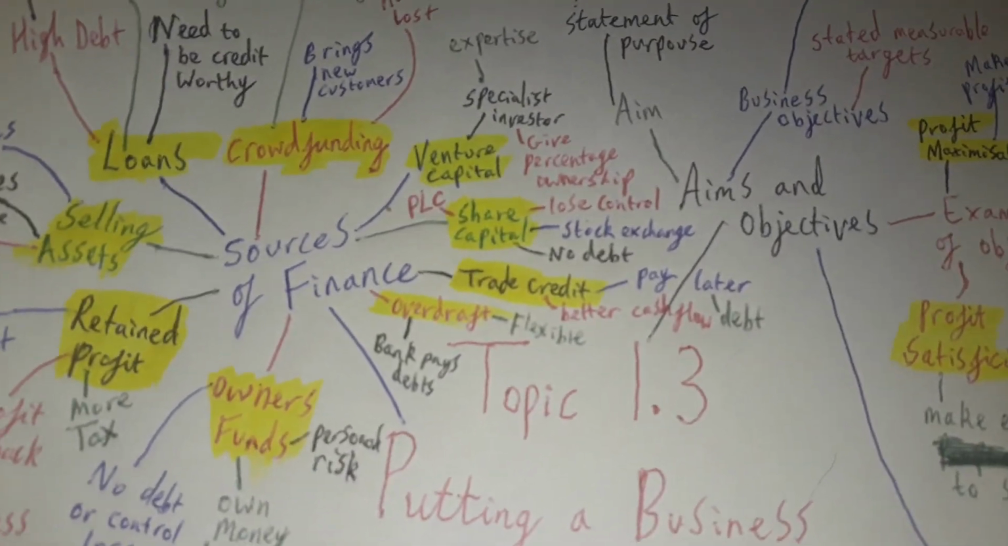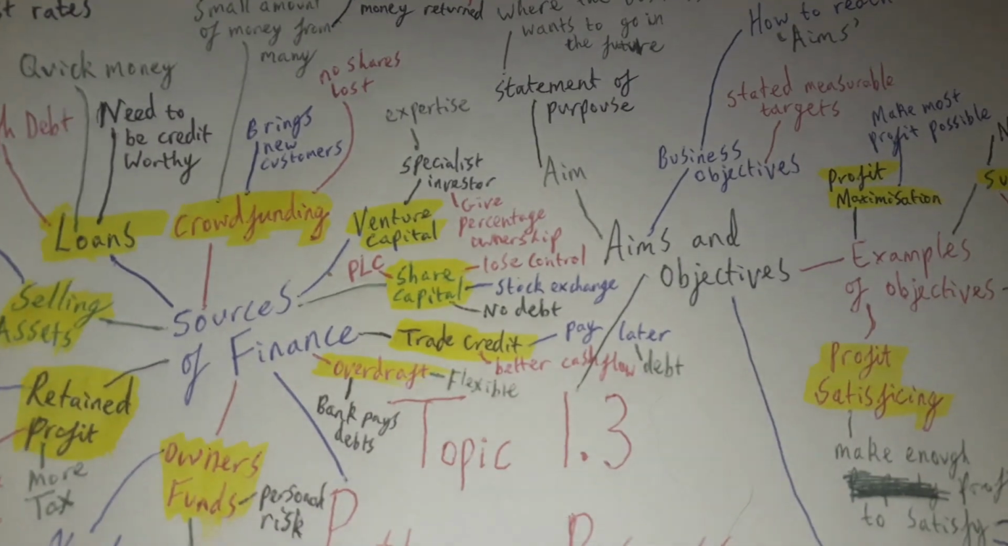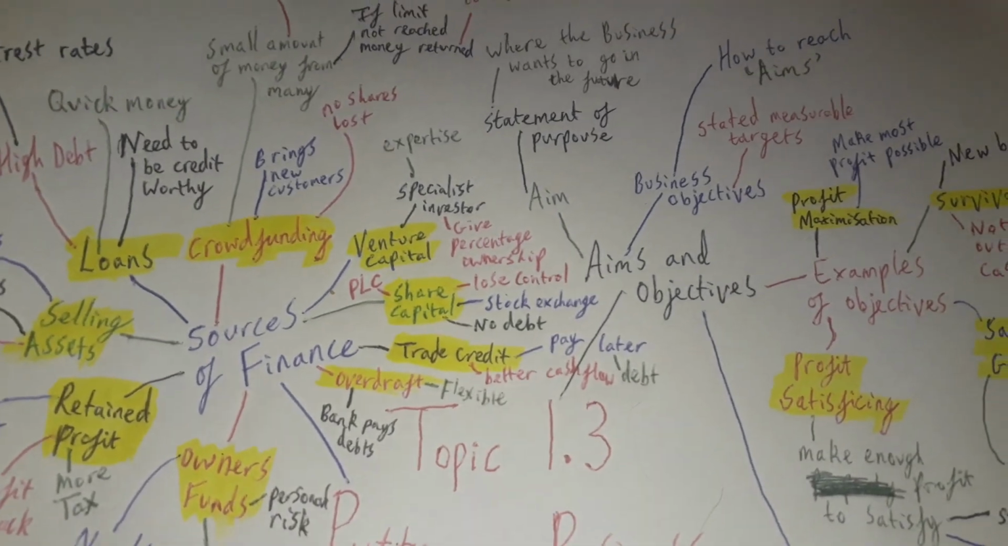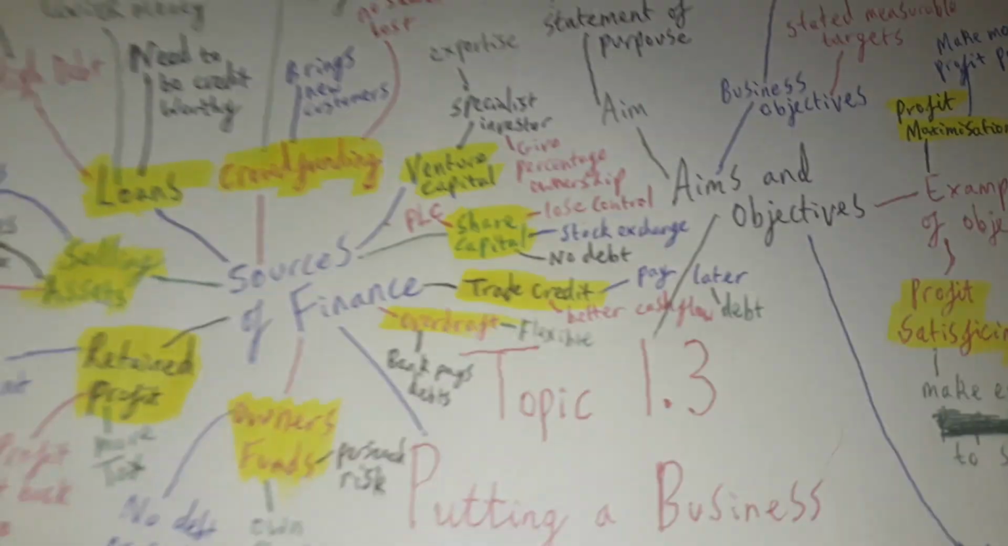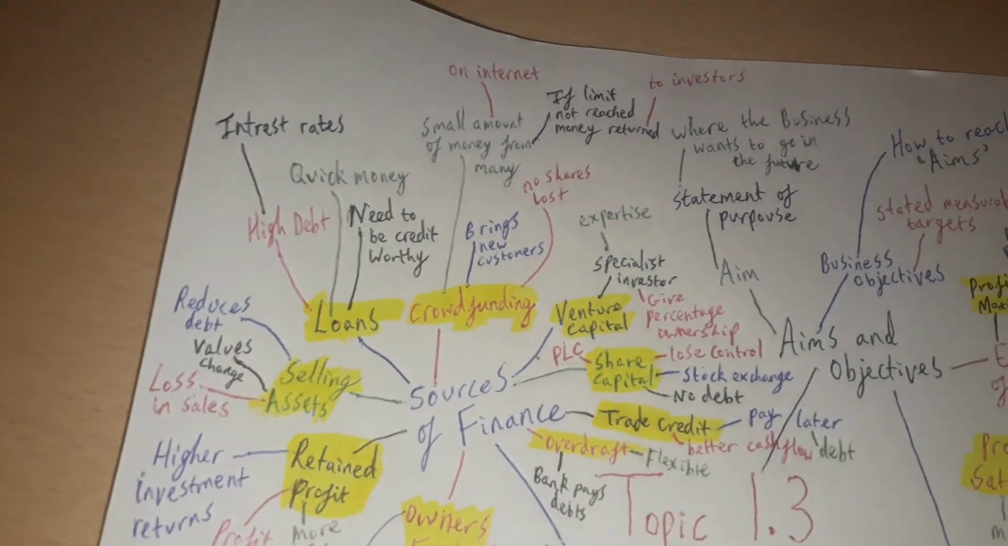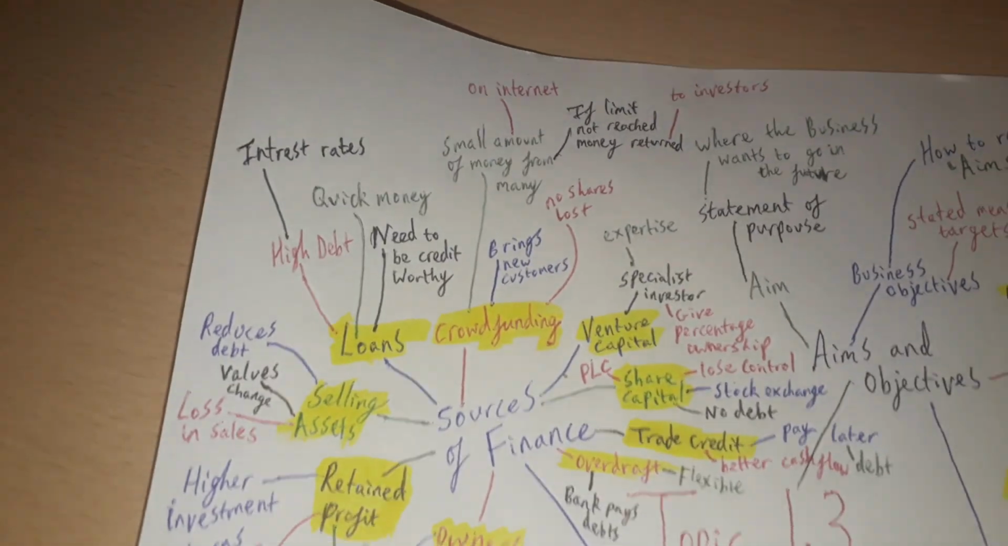Also, overdrafts are our final thing. It's basically where the bank pays your debts for you when you go into bankruptcy. And it's just like loans, really. It's bad for you because you have to pay really high interest rates.